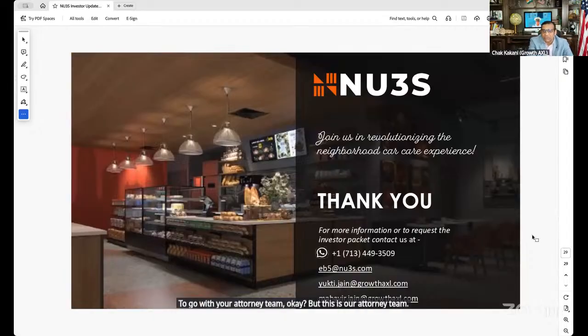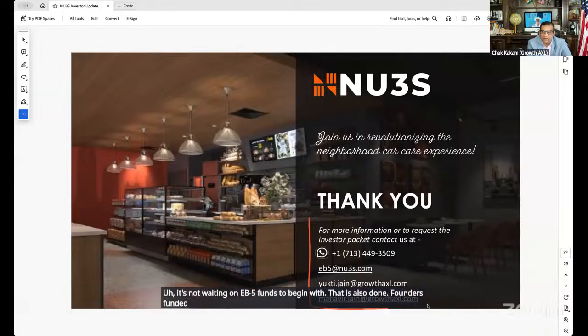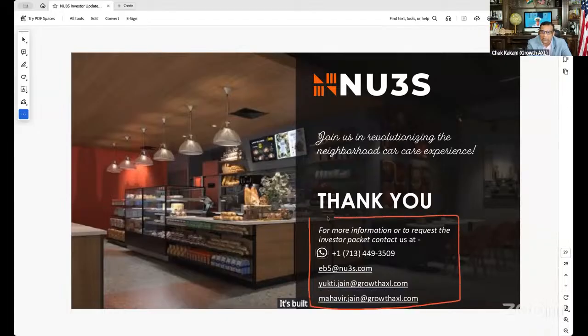So that's pretty much it. Just to repeat, Nutris is not a concept. It's not awaiting construction. That is done. It's not waiting on EB-5 funds to begin with. That is also done. Founders funded, preferred debt funded. It's built, funded, opening shortly. And that changes the EB-5 risk equation compared to any other EB-5 projects.